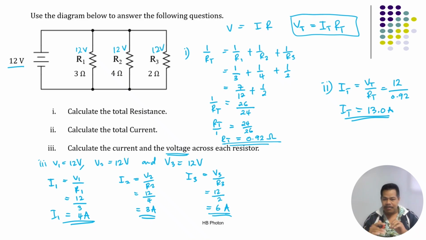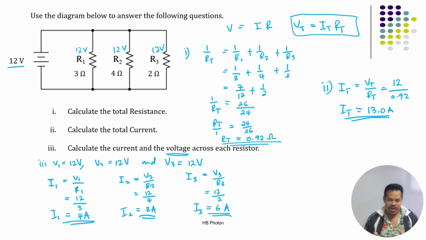So remember, 13 ampere is the total current. It's shared among the 3 different resistors. Now we get I1 is 4 ampere, I2 is 3 ampere, and I3 is 6 ampere. When you sum all these I1, I2, and I3, the answer is 13. That makes sense. That formula, IT is equal to the sum of I1, I2, and I3. So 6 plus 3 is 9, 9 plus 4, 13 ampere. So the current is shared among the resistors in a parallel circuit, but the voltage is the same across all resistors in a parallel circuit.